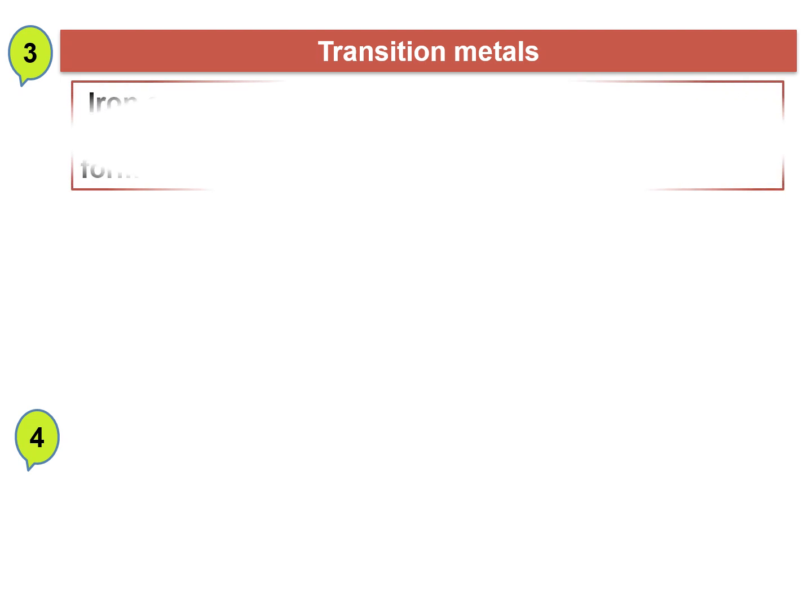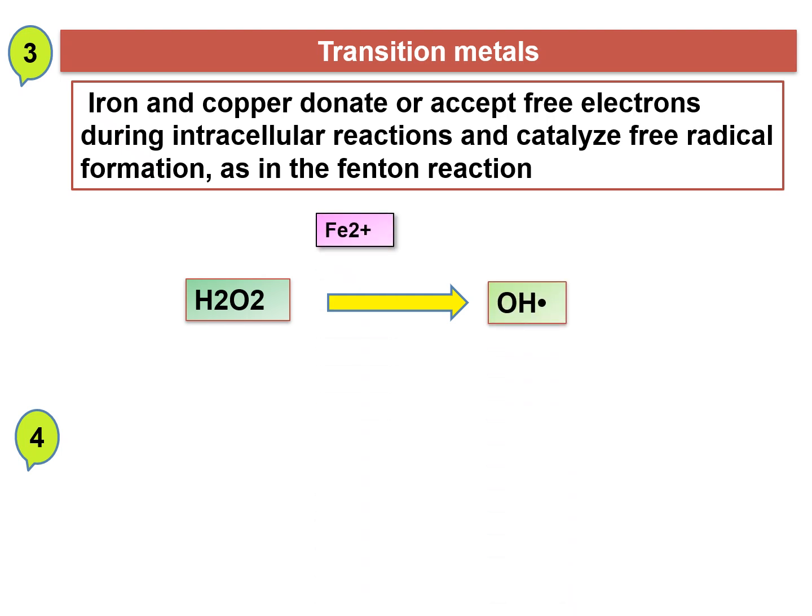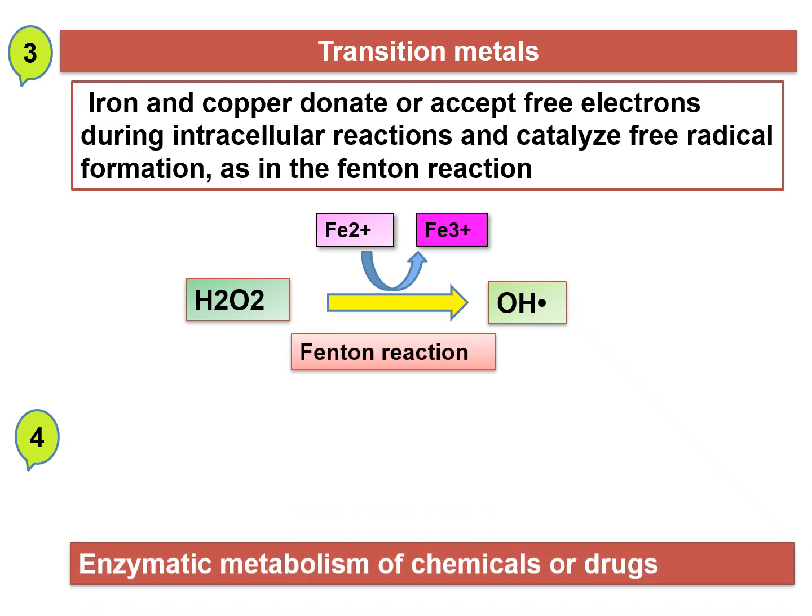The third mechanism of formation of reactive oxygen species is by transition metals. Transition metals like iron and copper are able to donate or accept free electrons during intracellular reactions and thereby catalyze free radical formation, as in the Fenton reaction. As we have already seen, H2O2 or hydrogen peroxide is converted into hydroxyl ion. In this process, Fe2+, that is the ferrous form, is converted into the ferric form. So this is known as the Fenton reaction.